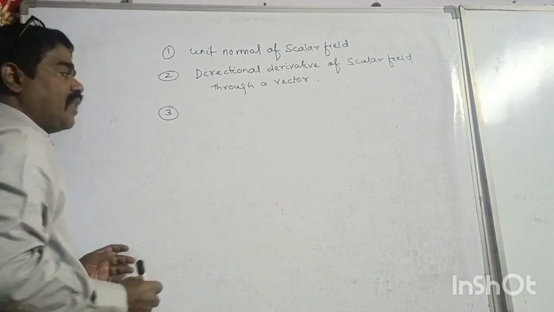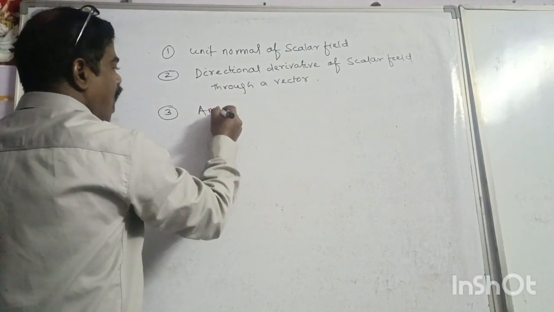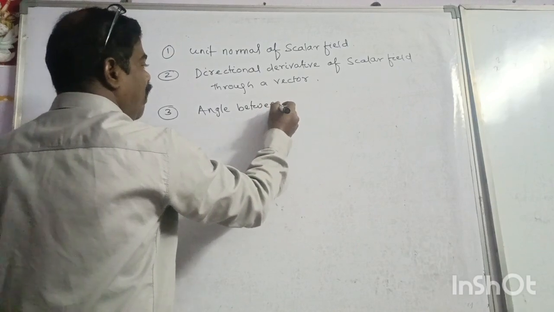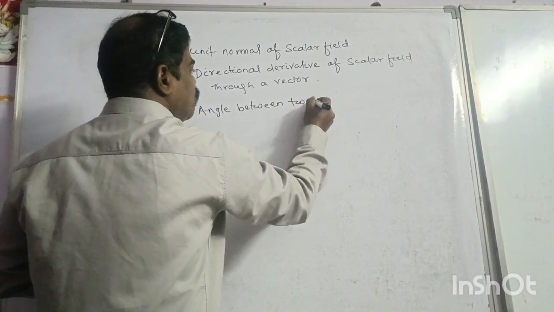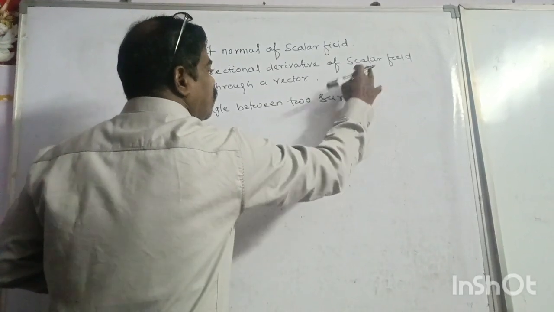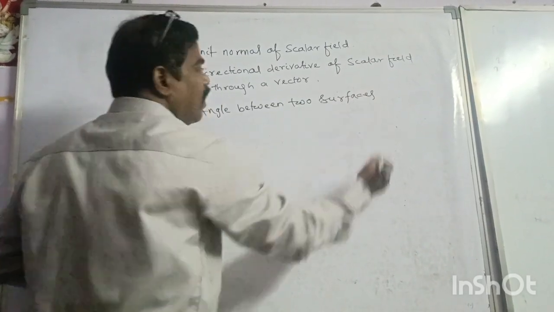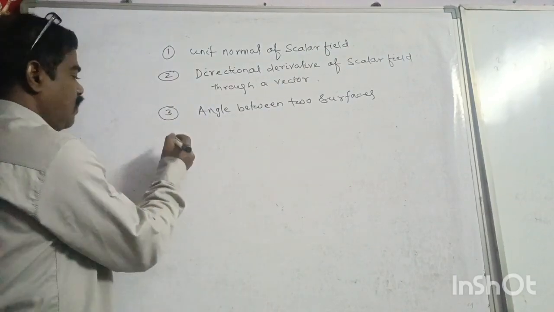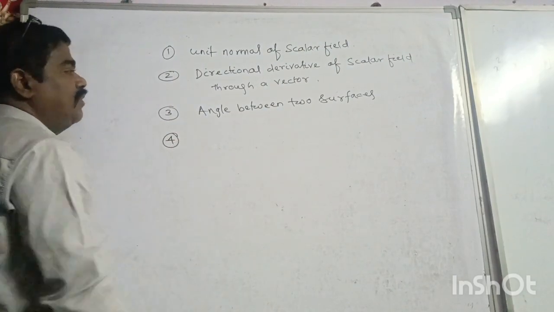Third one, angle between two surfaces. Surface means scalar field, right? Fine.